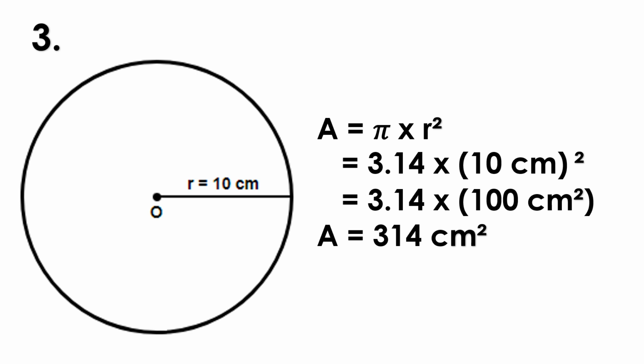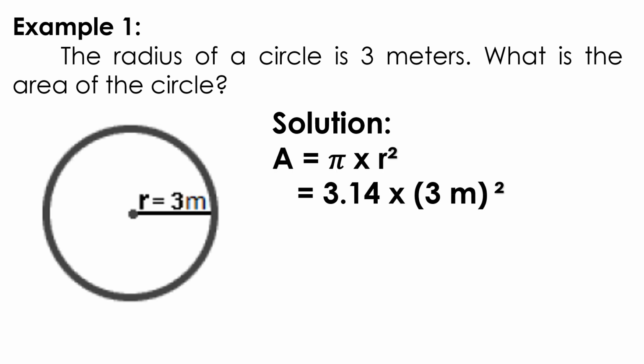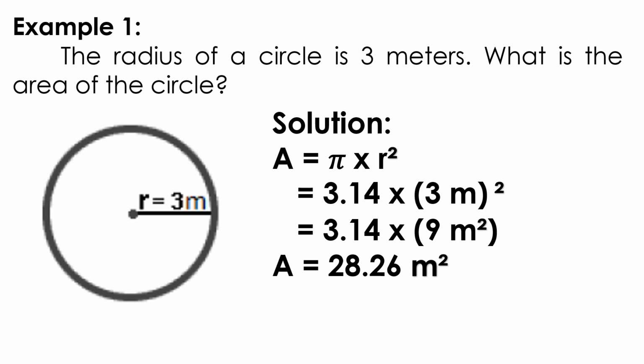Now, let us have more examples. Example number 1. The radius of a circle is 3 meters. What is the area of the circle? Okay, so let's have the following solution. A equals pi times r squared. Substitute. Equals 3.14 times 3 meters squared. 3 meters squared is equal to 9 meters squared times 3.14. The answer is 28.26 meters squared.